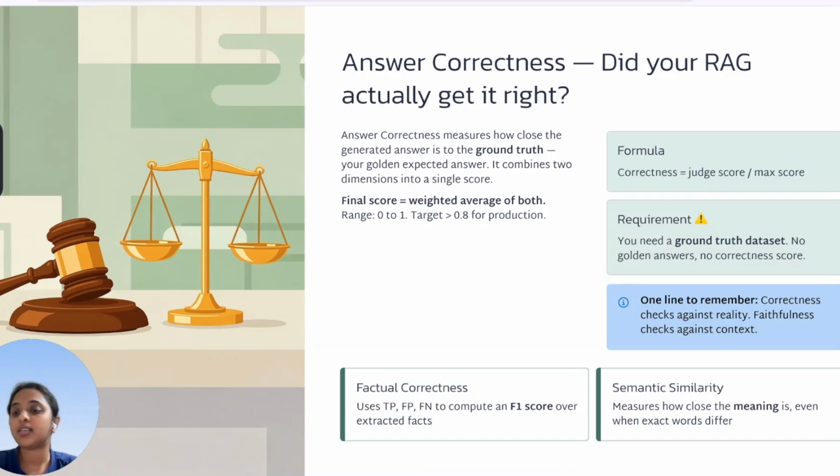Correctness checks against reality. Faithfulness checks against the context. You need both of them to be high. If one is greater and the other is lesser, then there's a problem. To check the factual correctness, we are going to use true positive, false positive, and false negative, for which we will be calculating the F1 score. That is a metric used to evaluate classification systems. We also check the semantic similarity, which measures how close the meaning is, even if the exact words differ.